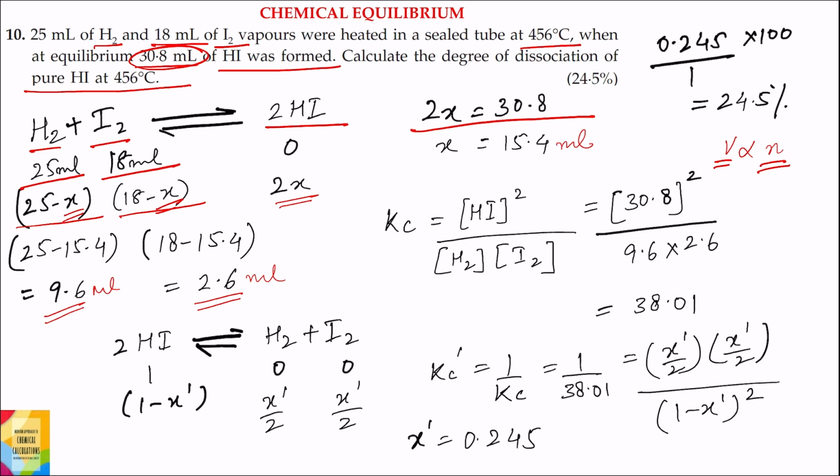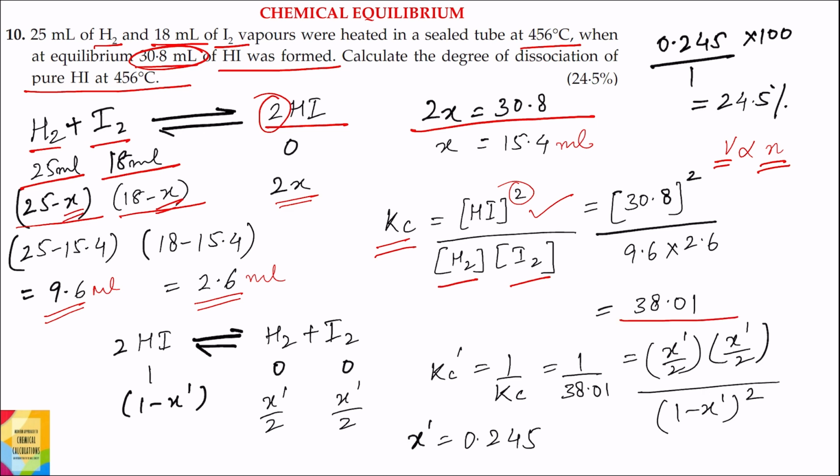Now to calculate Kc, concentration of hydrogen iodide divided by concentration of hydrogen and iodine. Now concentration of hydrogen iodide is raised to the power 2, as 2 is the stoichiometric coefficient of hydrogen iodide in balanced equation. Putting the values and solving, the value of Kc is equal to 38.01.